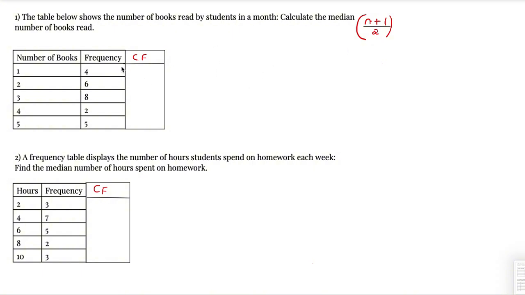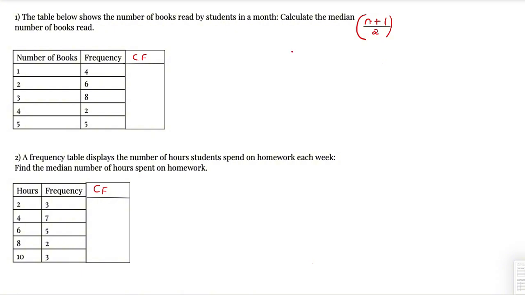So, we have number of books and frequency. The question is asking us how many books are read by students in a month. To do that, we've got to calculate the median, which, if you remember, is one of our averages: mode, mean, median, and range.